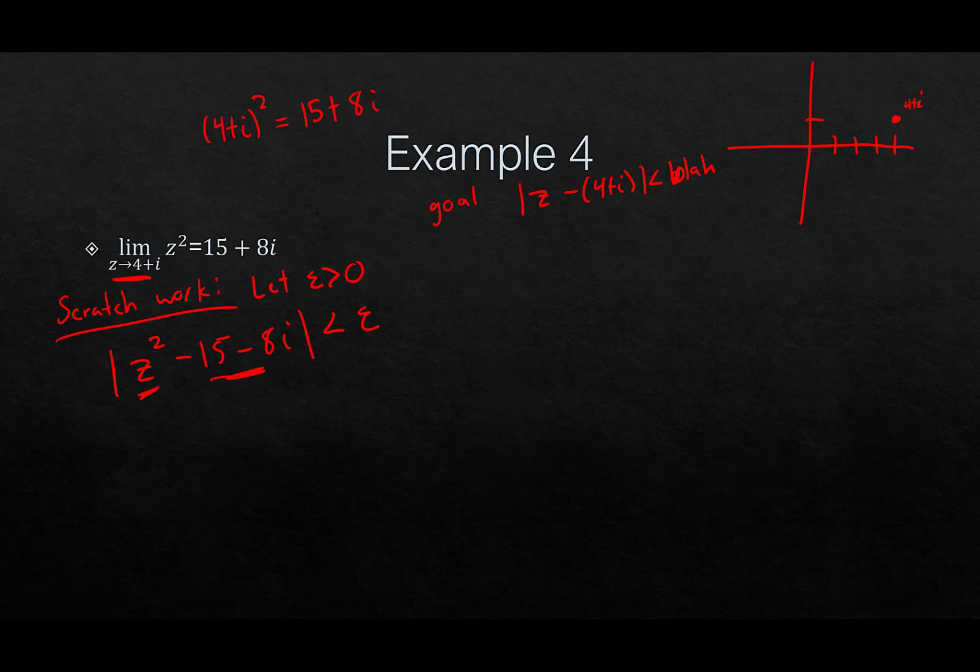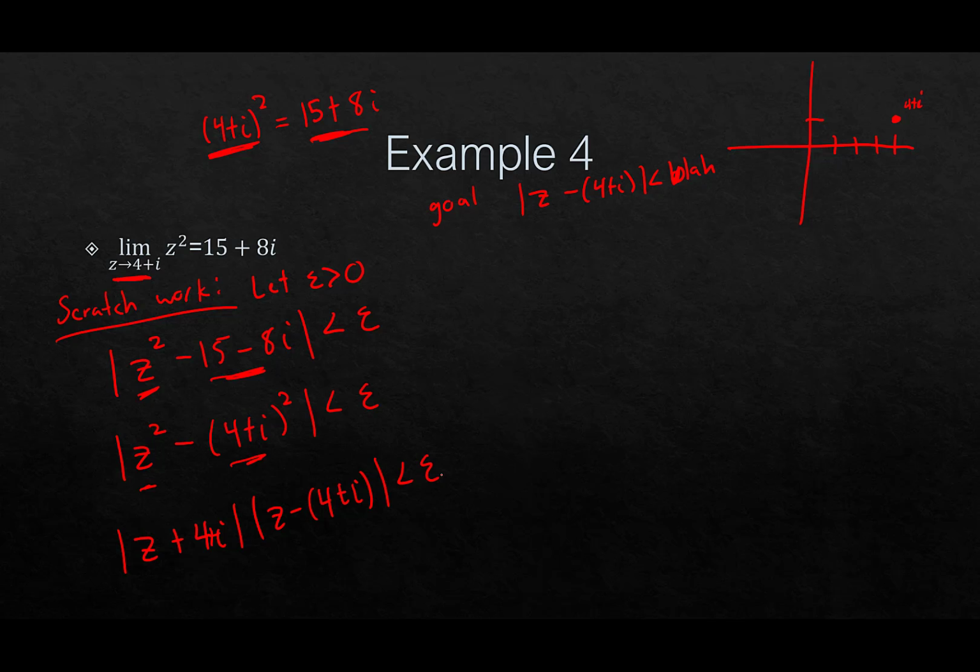Well, let's recognize that 15 plus 8i is equal to (4 plus i) squared, so we can rewrite this as z squared minus (4 plus i) squared. Okay, and now we have the difference of two squares, so we can factor this as (z plus (4 plus i)) times (z minus (4 plus i)).